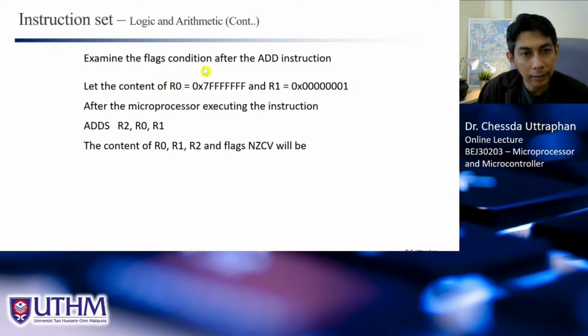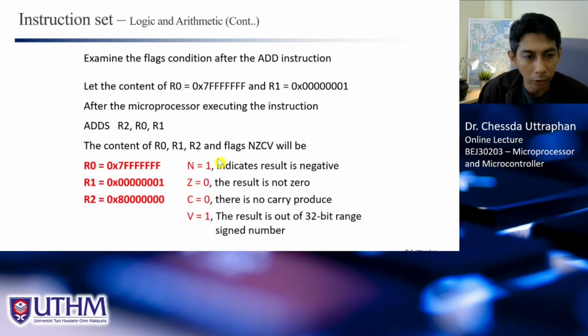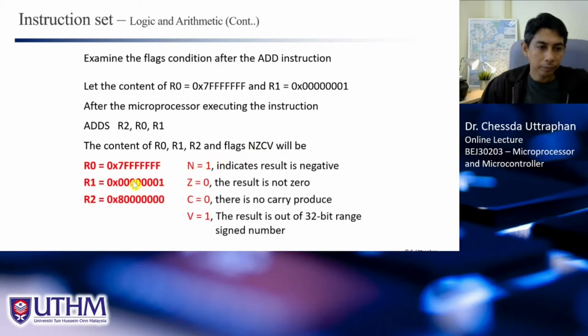Let's see the flags after the add instruction. Let's say, for example, the content of R0 is this, and the content of R1 is this. When we add R0 plus R1 and we store the result in R2, what are the flags? What is N, what is Z, what is C, and V. So when we do the operation, this plus this, we have this in R2.